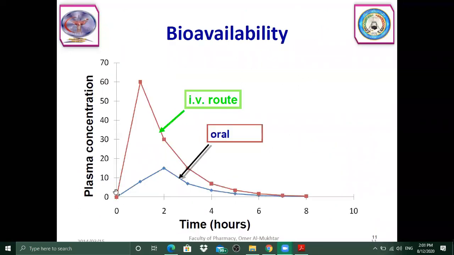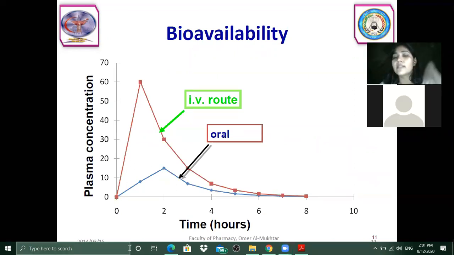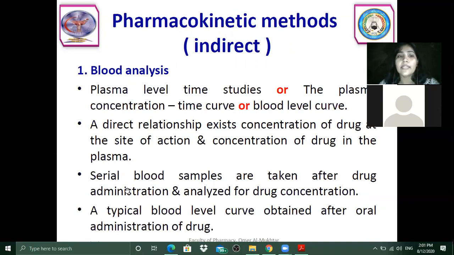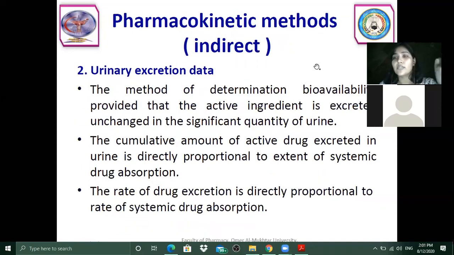Let's see here. At 0.1 hour, I got this much. Then at 1 hour, I got the highest concentration. Then at 2 hour, it started dropping. Some curve like that. Some data like this you will be getting. Okay. Then the next analysis method was urinary extraction data.